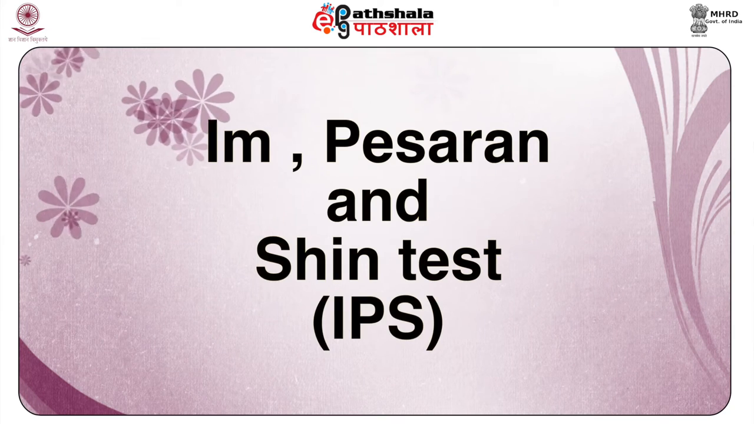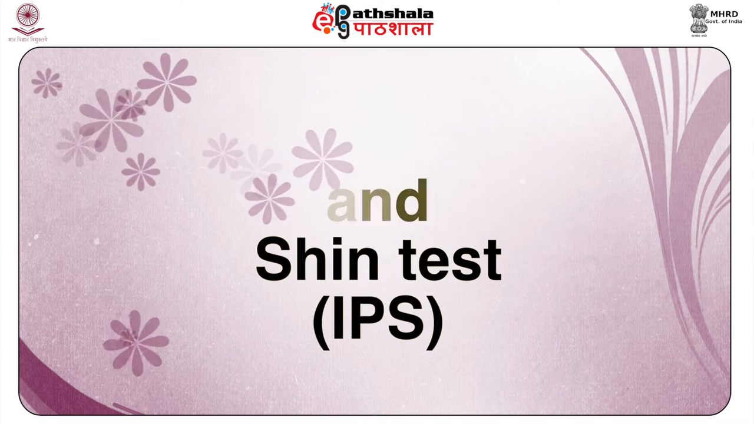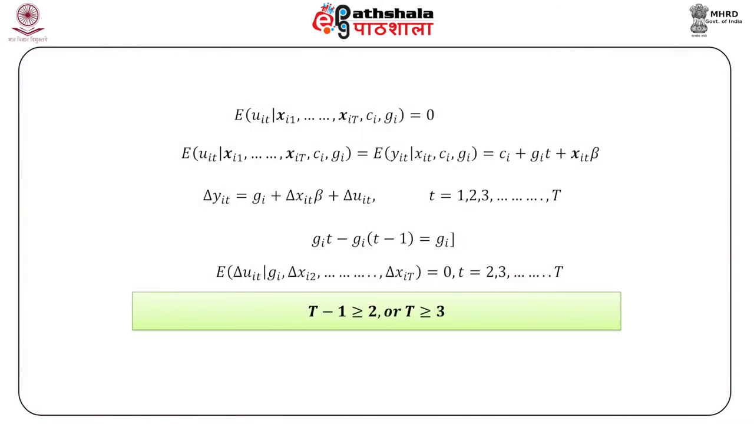2. Im, Pesaran and Shin test, IPS. Unlike LLC, the IPS test allows for a heterogeneous coefficient of y_i,t minus 1 and proposes an alternative testing procedure that is based on the average of individual unit root statistics. That is, IPS suggests an average of the ADF tests when the error term mu_it is serially correlated, with different serial correlation properties across cross-sectional units.